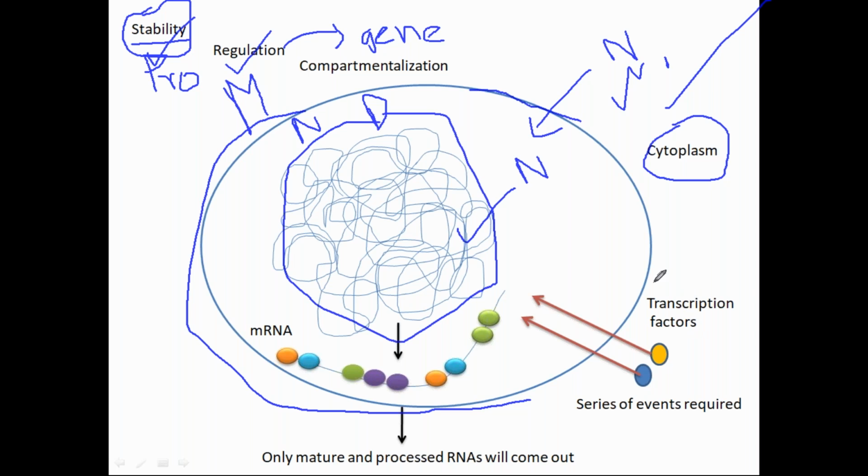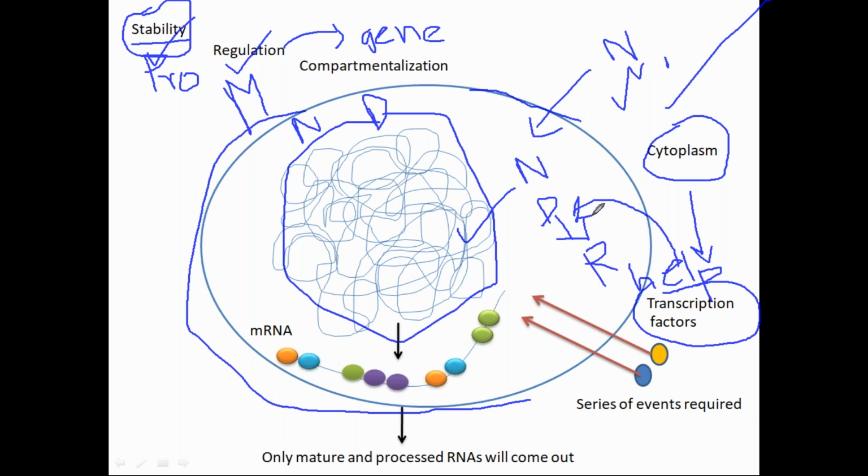Suppose there are some transcription factors present in the cytoplasm. Now what is the function of these transcription factors? As the name suggests, and as I told you in the last class also, they help in transcription. And what is transcription? Transcription is when your DNA information is converted to RNA. These factors help here.